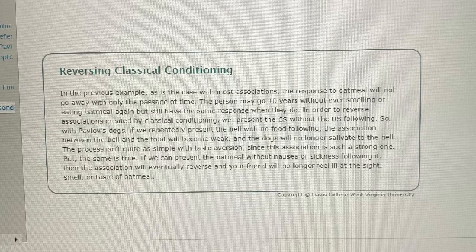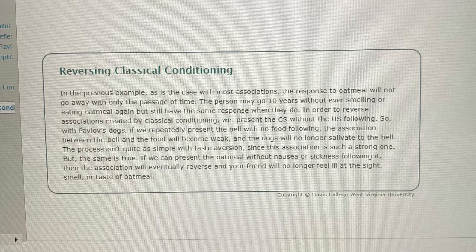Reversing classical conditioning. In the previous example, as is the case with most associations, the response to oatmeal will not go away with only the passage of time. The person may go 10 years without ever smelling or eating oatmeal again, but still have the same response when they do. In order to reverse associations created by classical conditioning, we present the CS without the US following. So with Pavlov's dogs, if we repeatedly present the bell with no food following, the association between the bell and the food will become weak, and the dog will no longer salivate to the bell.